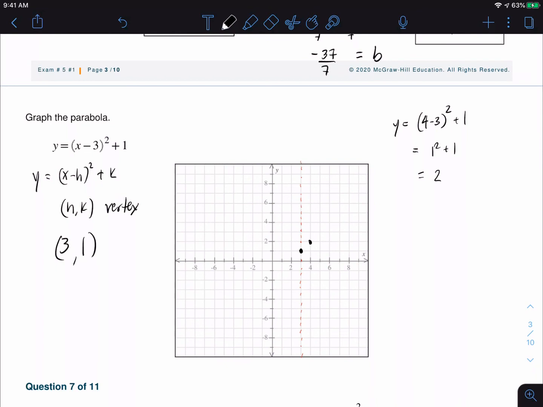Now, how far is this dot from the axis of symmetry? It's 1 to the right, right? If this is 1 to the right, then there should be a dot right here. Okay? And let me just show you one more. We have enough to graph it now, but if I'd have gone y is (5 minus 3) squared plus 1, that's going to give me 2 squared plus 1, which will yield 5. So at 5, I'm going to get the point (5, 5). That's 2 away, so 2 away on the other side should be another point. And now I have enough for my picture.